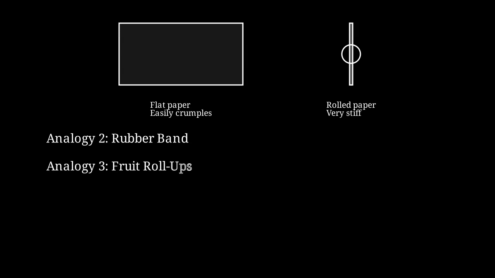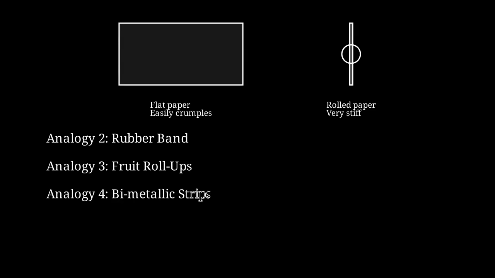Analogy 3. Fruit roll-ups. When you peel a fruit roll-up from its backing, it naturally wants to curl up into a tube. This is because one side was under tension while attached to the backing. When released, the differential stress causes rolling. This is exactly the mechanism in thin films.